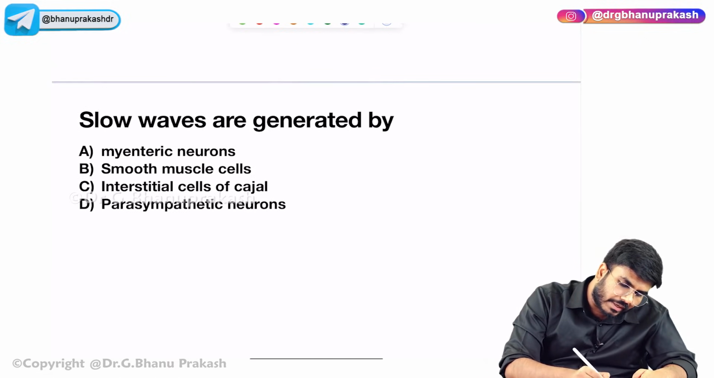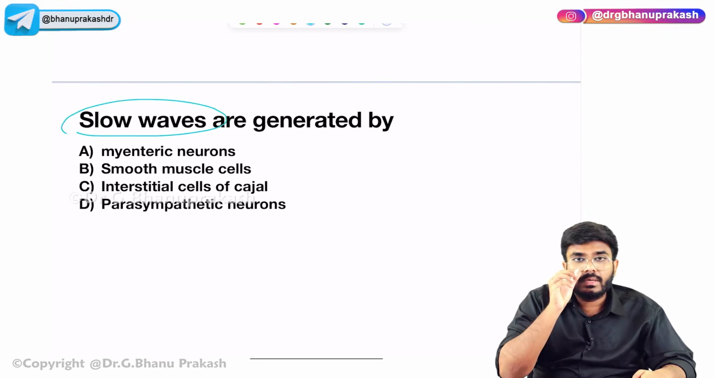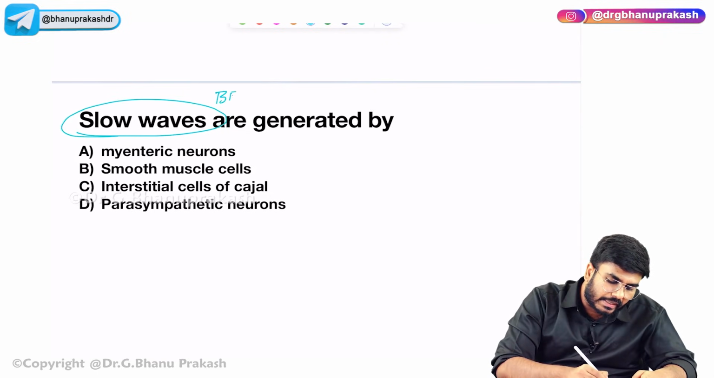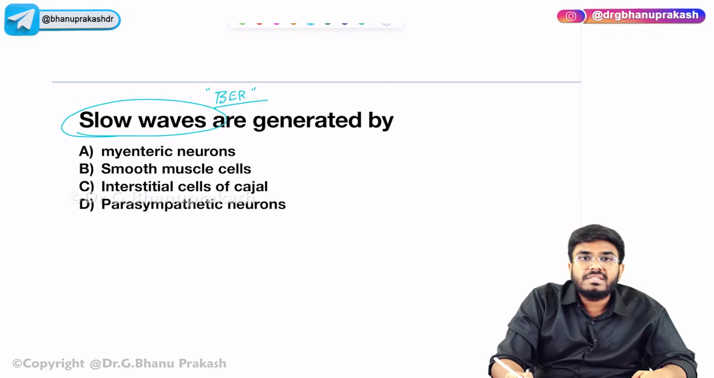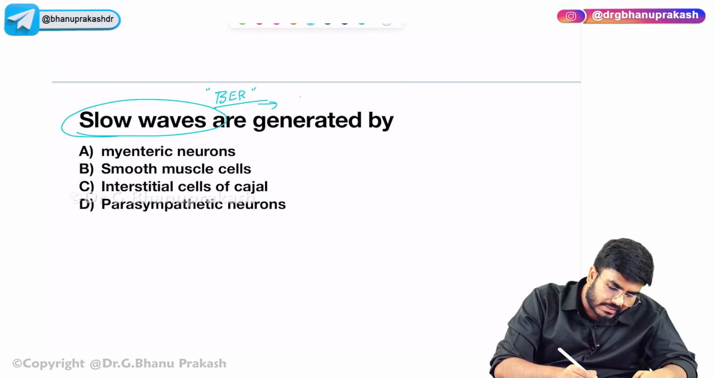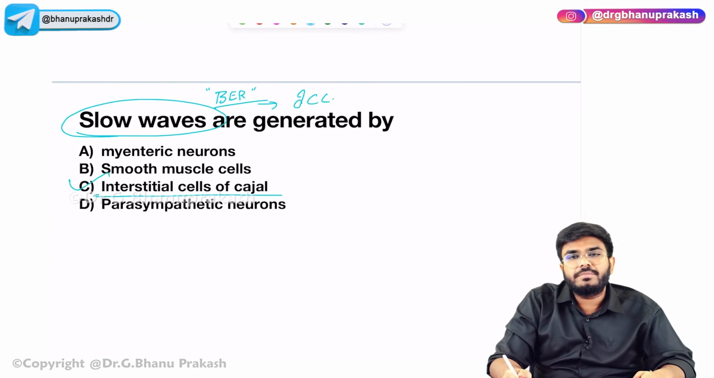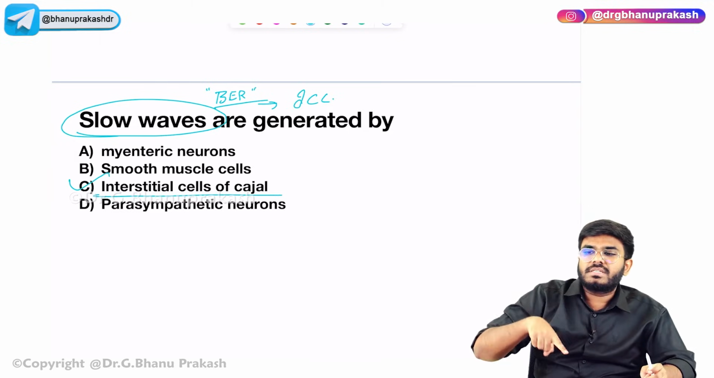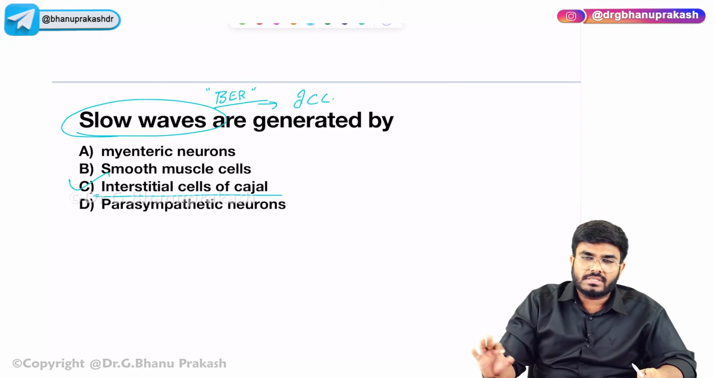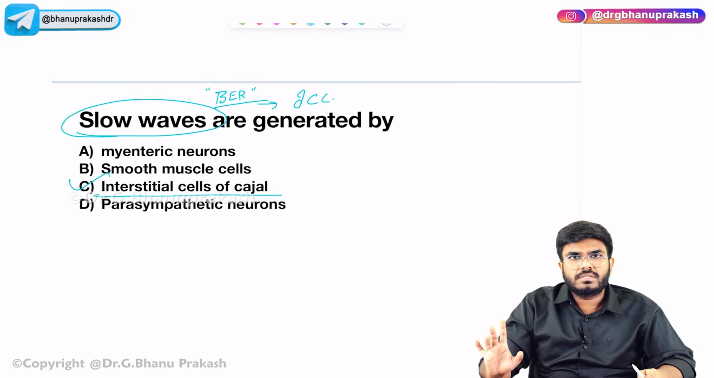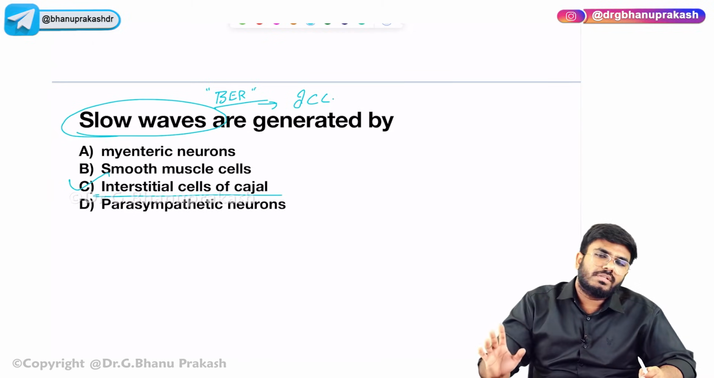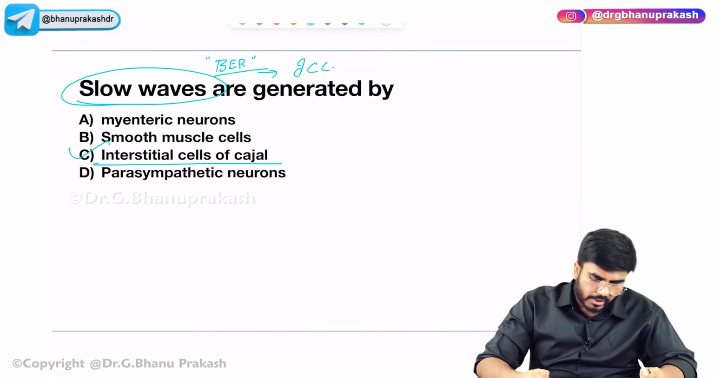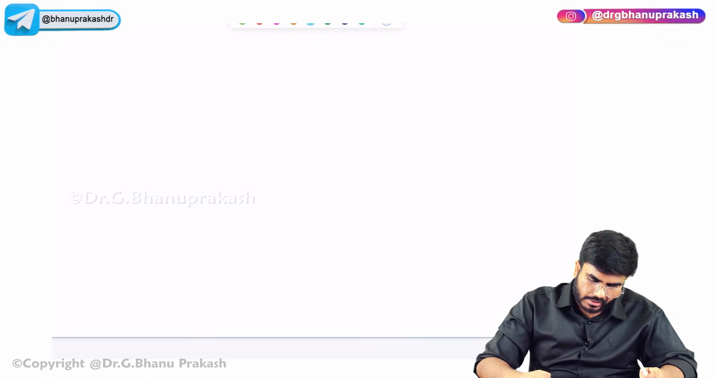So next, slow waves are generated by, you know what exactly slow waves are? See, slow waves are nothing but the basal electrical rhythm. I have told you basal electrical rhythm, where is it seen? It is seen in the interstitial cells of Cajal, which are the pacemaker cells. These basal electrical rhythms are just electrical fluctuations. These are not action potentials. They are not contributing to GIT contractions. No GIT contractions, not action potentials, not spike potentials. These are just electrical fluctuations. So they are called slow waves.